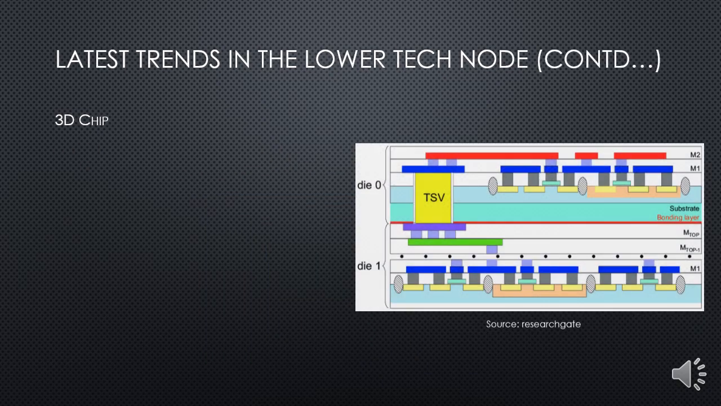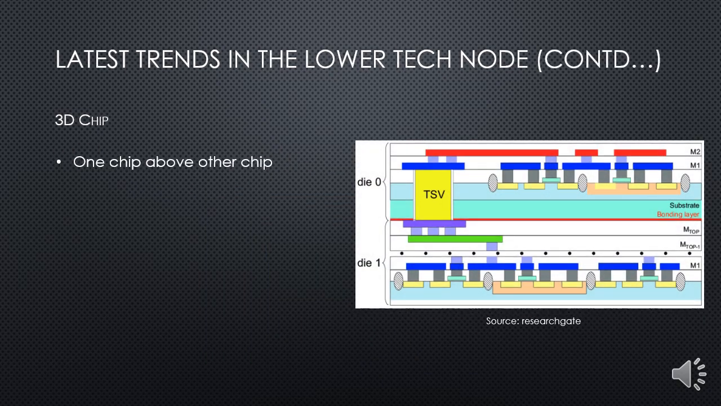The next one is the 3D chip. Most of the time we may need multiple processors on the motherboard, and we need communication from one die to the other die. So instead of having two different processors on the motherboard and enabling communication through the motherboard, why can't we have one chip over the other? That means 3D architecture, with one chip on the top and the other chip on the bottom. So this is a 3D chip.